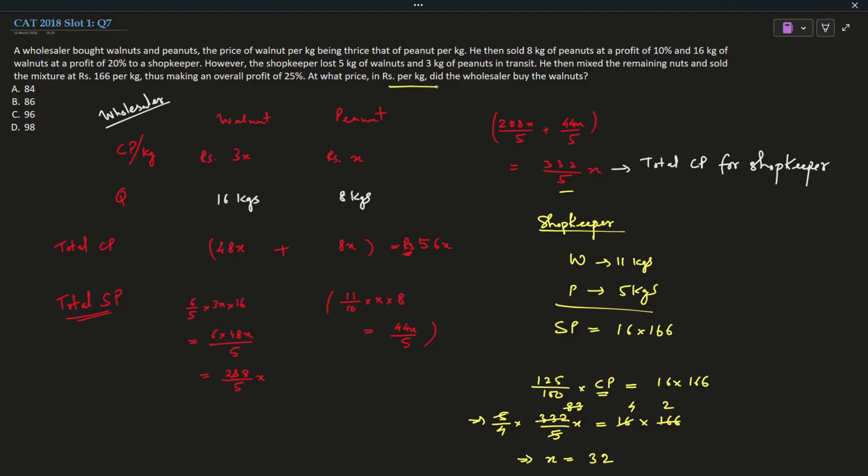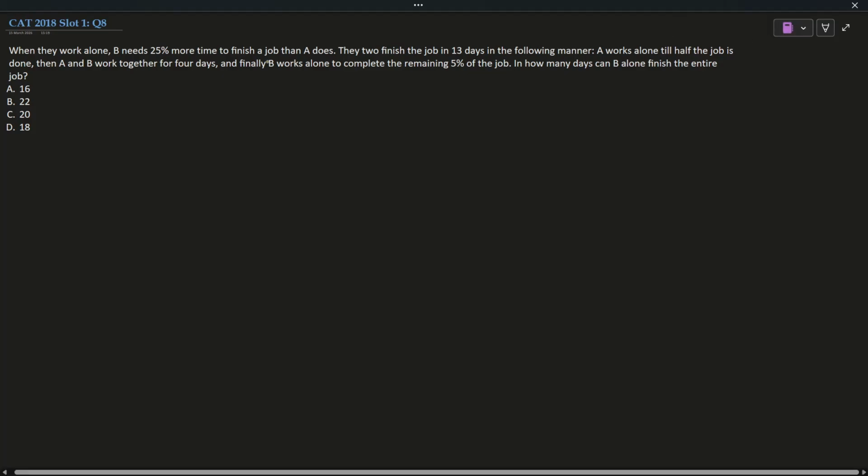I need to find at what price the wholesaler bought the walnuts. Buy means cost price per kg, so 3x. So x equal to 32. So 3 into 32 is 96, in rupees per kg. So it is 96. The correct answer will be option C. Easy question. Let's move on to the next question.